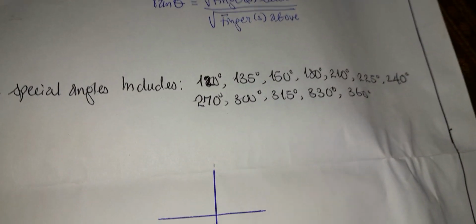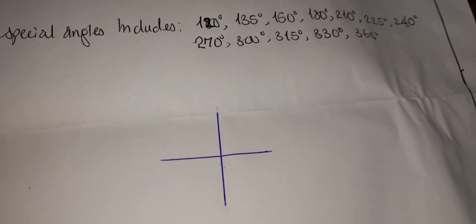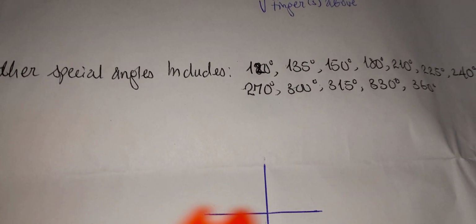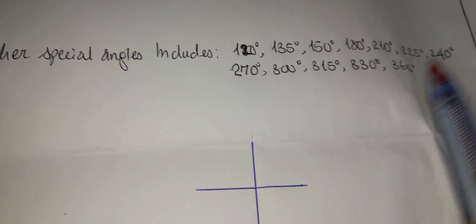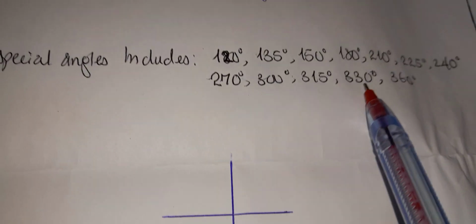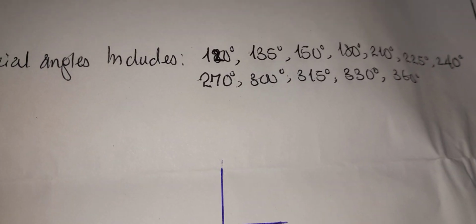I've just showed you how to use your finger to calculate special angles. What about numbers greater than 90? How do we find those special angles? Alright, those special angles have been listed here. I have 120, 135, and then down to 330. I don't know why I included 360, but I'll still show you.